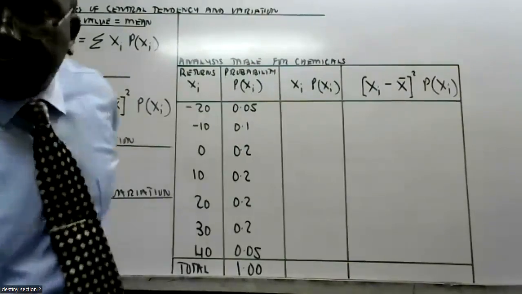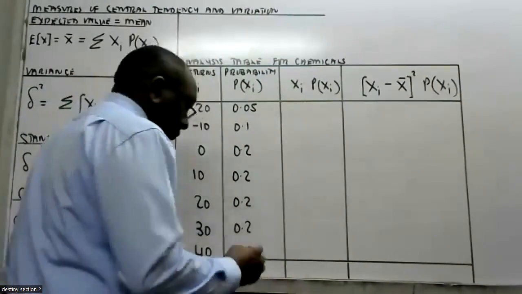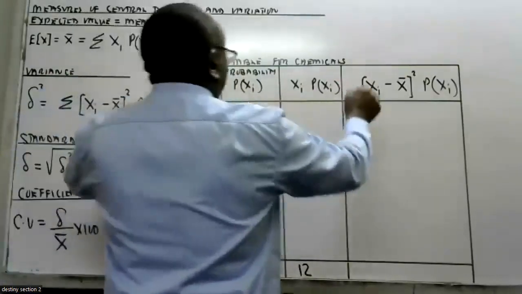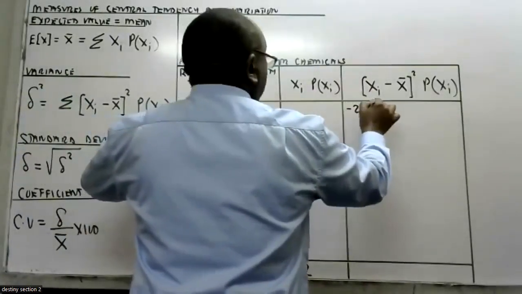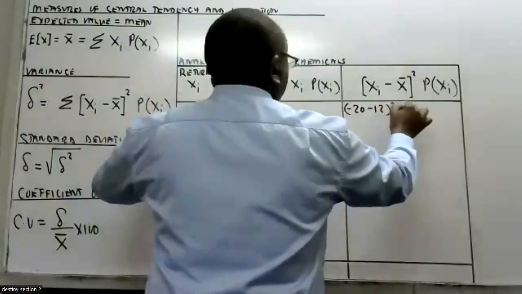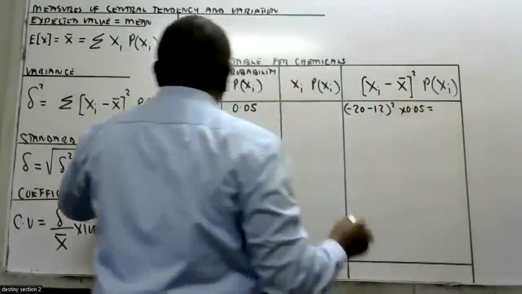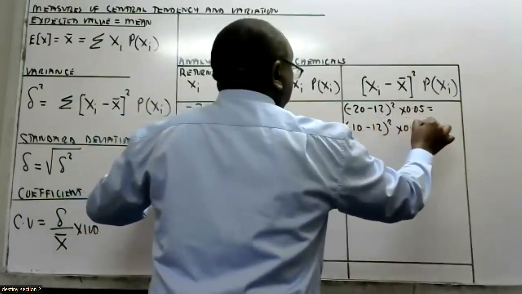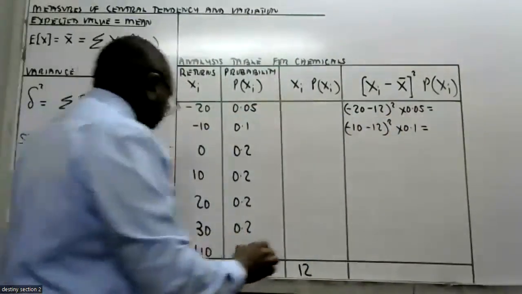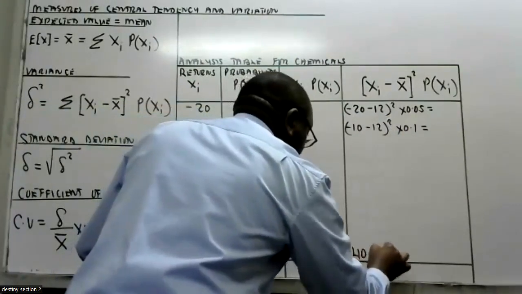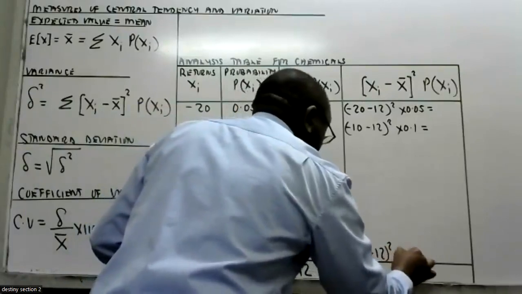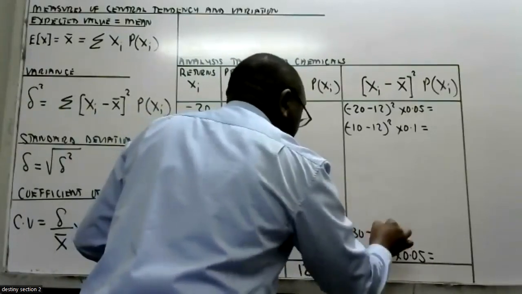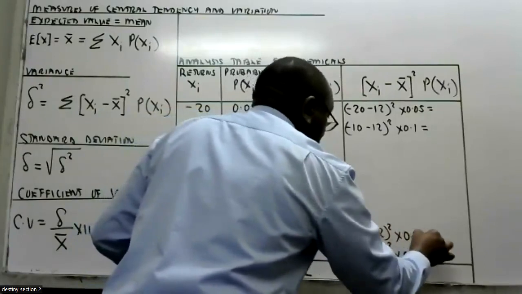You're through? The total here is 12. So now what I want you to do next is, minus 20 minus 12, you square, multiplied by 0.05. Minus 10 minus 12, you square, multiplied by 0.1. You do the same for all the others, until the last one, 40 minus 12, you square, multiplied by 0.05. 30 minus 12, you square, multiplied by 0.2.